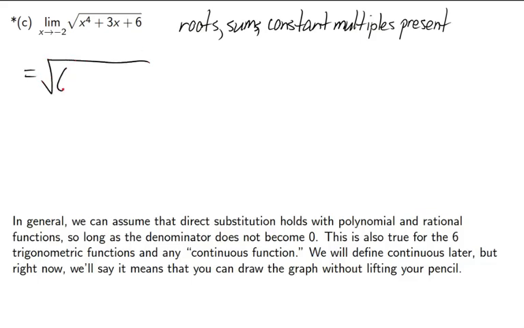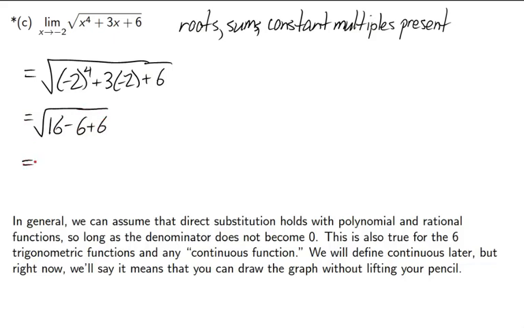I get -2 to the 4th plus 3 times -2 plus 6. We get the square root of 16 minus 6 plus 6. That's just the square root of 16, which you know to be 4.